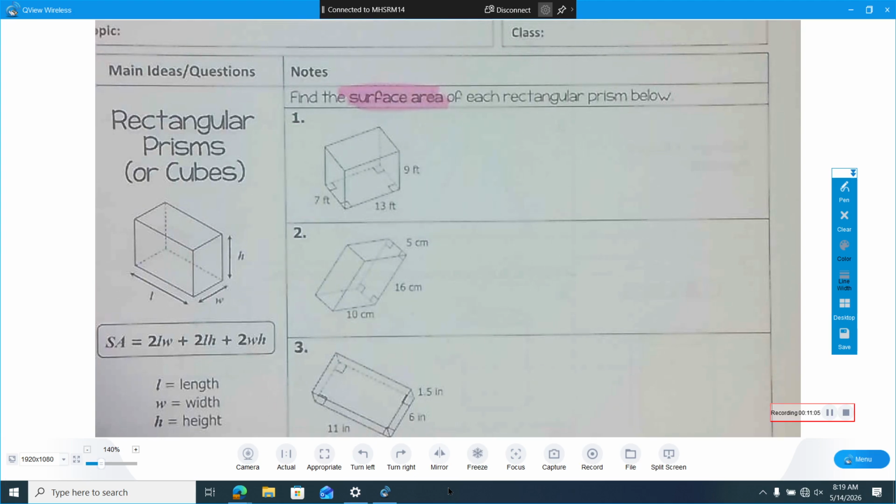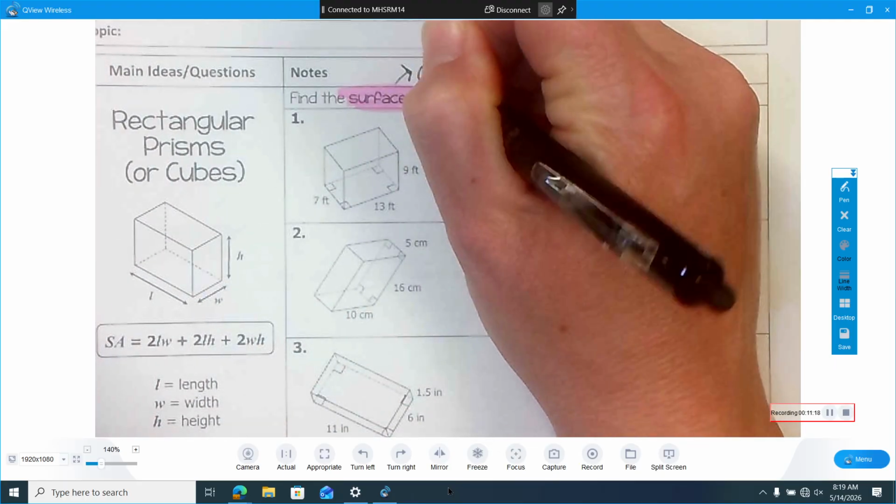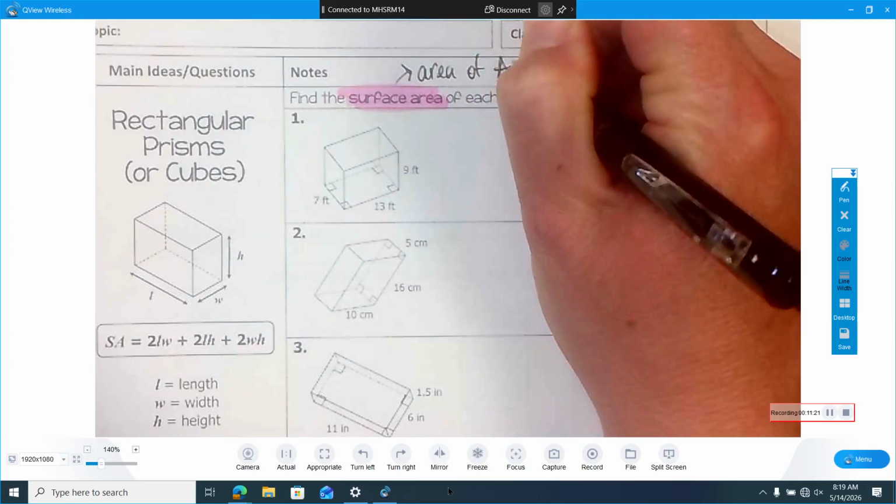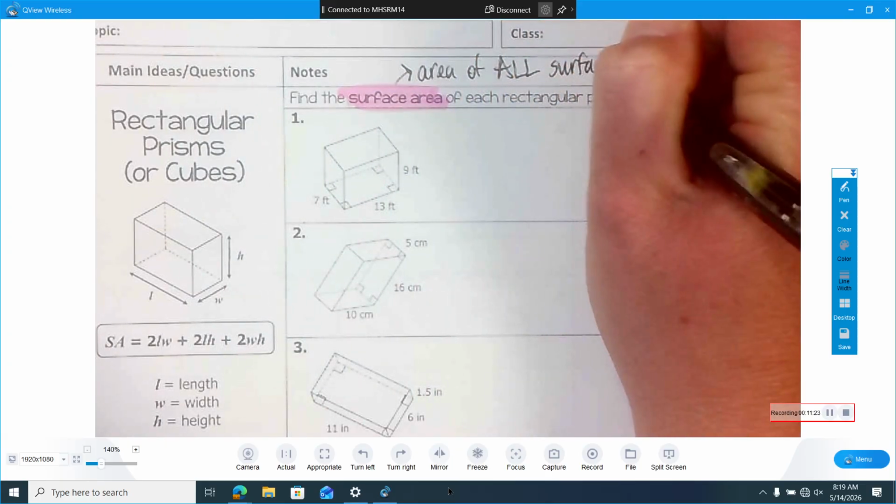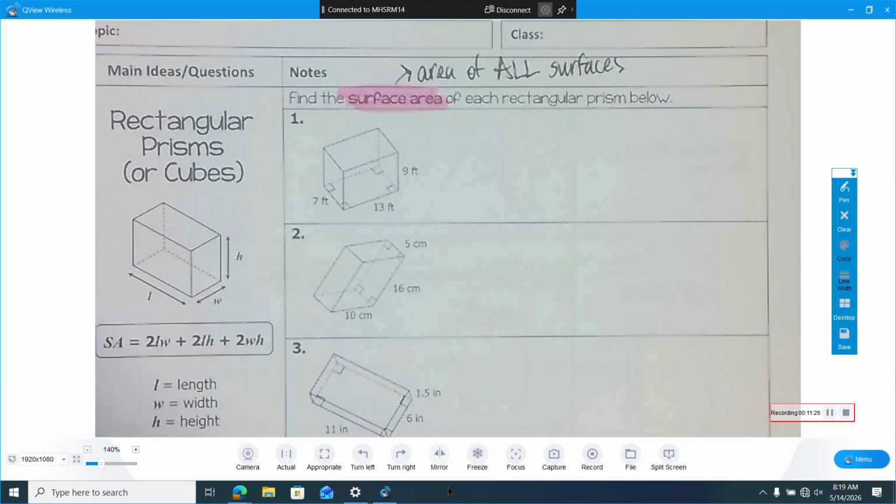How big the side of it is? Okay, just one side? How much do we add together? We add up all the areas. So surface area means the area of all surfaces, okay? And that is it. That is the goal. We want to find the areas of all of the surfaces. Now, I can teach you 1,000 formulas, but I don't want to, because what do we do when we learn a formula? We forget it, okay?